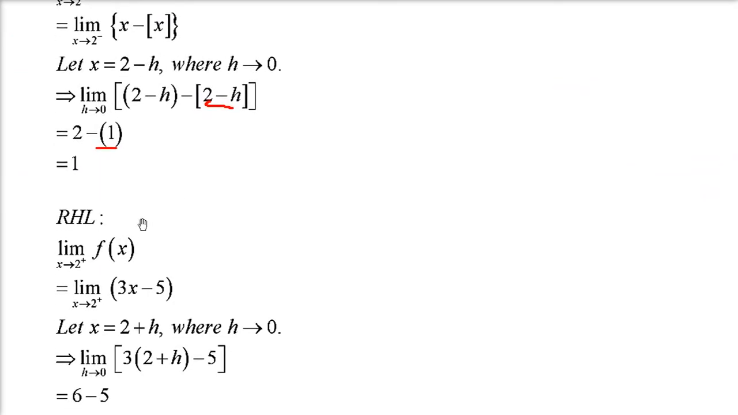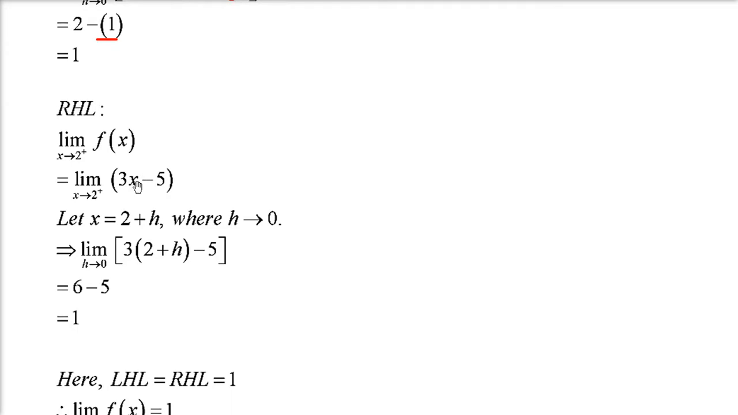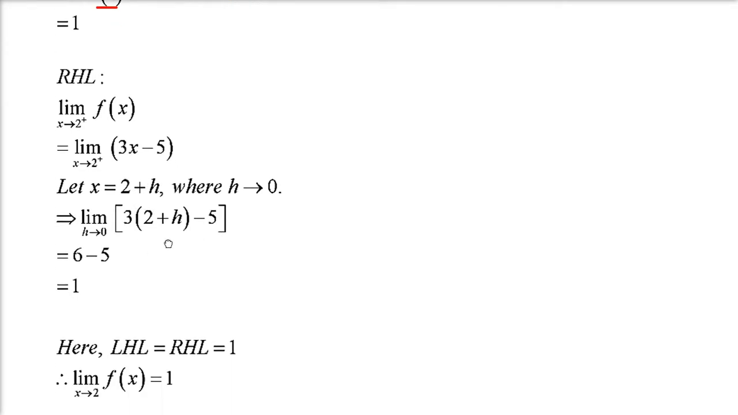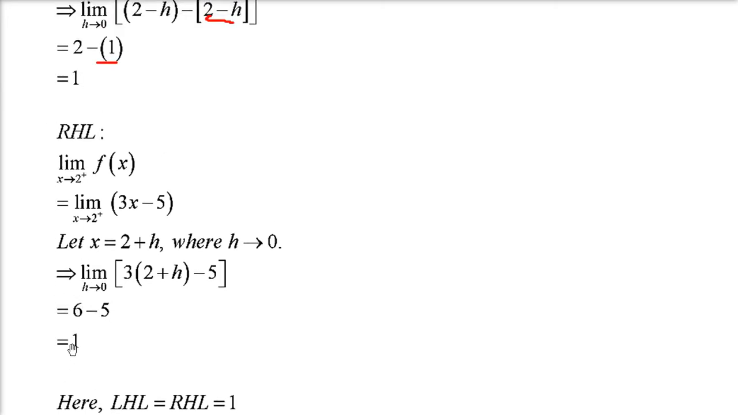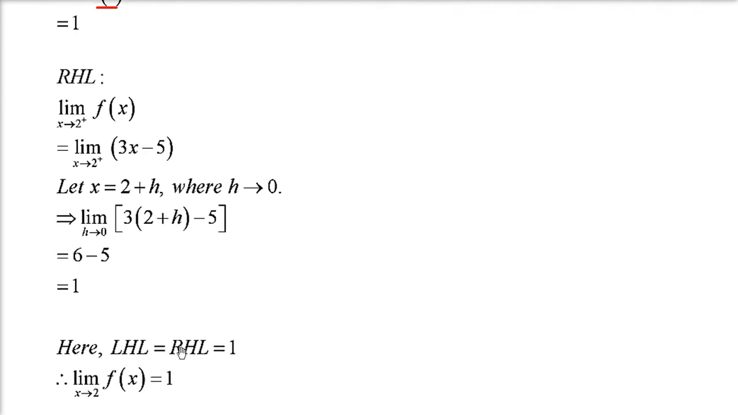Right hand limit, same thing, but 2 plus you have to write. And in this 3x minus h, in place of x you are going to put 2 plus h. So 3 into 2 plus h minus 5. h is of course 0. 3 into 2 is 6, 6 minus 5 is 1. So you have limit x tends to 2 plus, 2 plus means 2 plus h, we are talking about right. 6 minus 5 is 1. Now as I said, LHL and RHL both are 1. That means they are equal to 1.